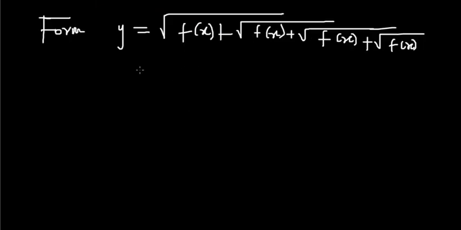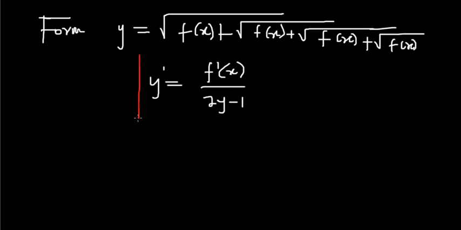Whenever you are given any form of an infinite series in this format, where we have y equal to the root of f of x plus another root of f of x plus another root of f of x, and it continues like that, and you are told to differentiate, this is the principle you apply. You have f prime of x divided by 2y minus 1. This will be the formula you'll be using to solve these kinds of problems.